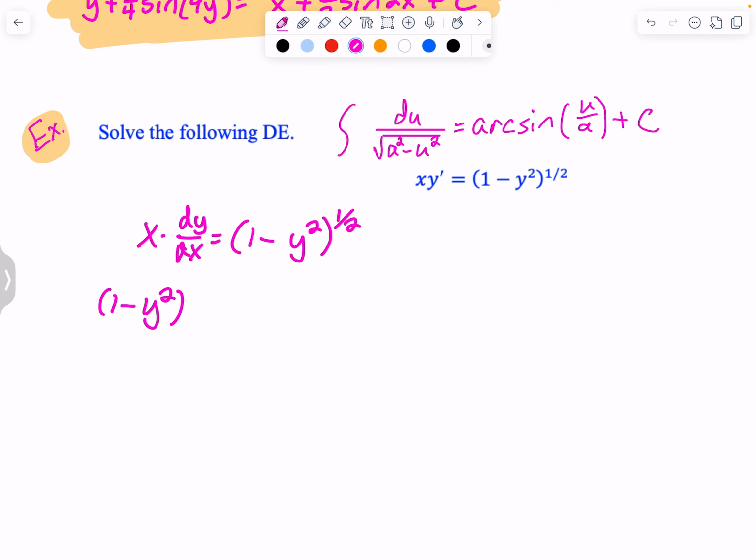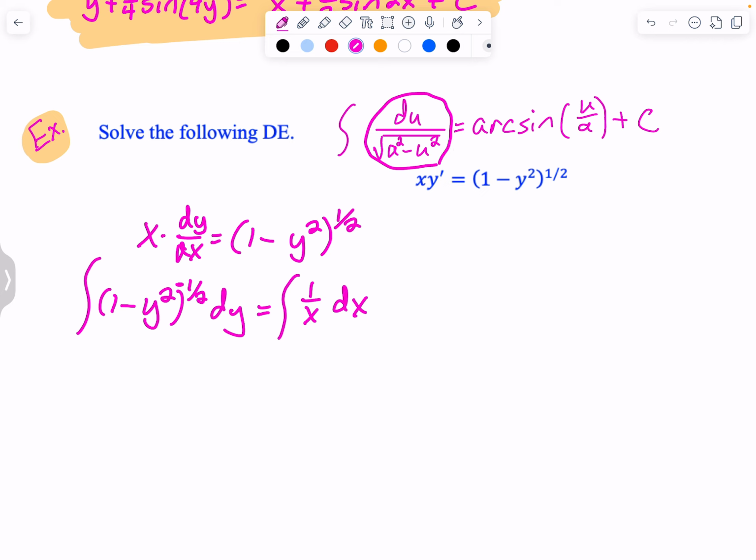1 minus y squared to the 1/2 dy. And that's 1 over x, moving over here with our dx. All right, and then I know I'm going to take the integral of that. All right, so the left side is exactly why I brought up, oh, that should be a negative because I moved it over, right? The reason I brought up is because it's exactly this, right?